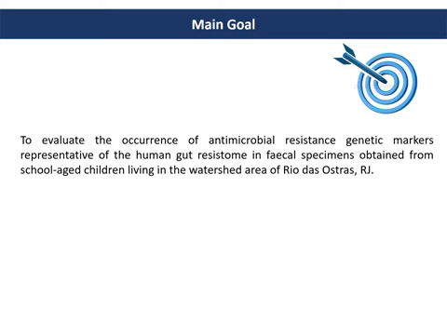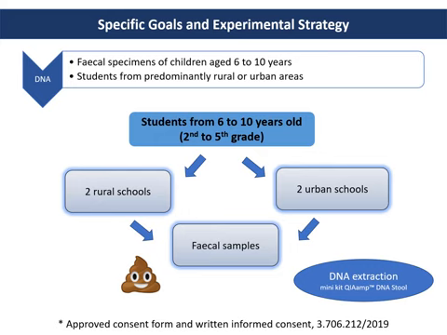Therefore, the main goal of this study is to evaluate the occurrence of antimicrobial resistance genetic markers representative of the human gut resistome in fecal specimens obtained from school-aged children living in the watershed area of Rio das Ostras, Rio de Janeiro. To achieve this goal, representative DNAs of the gut metagenome will be obtained from fecal specimens of children aged 6 to 10 years old, categorized into students from predominantly rural or urban areas.